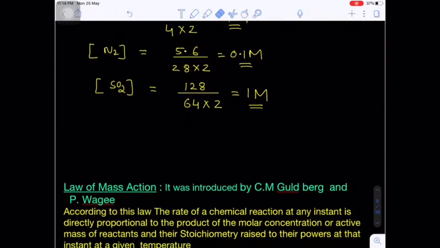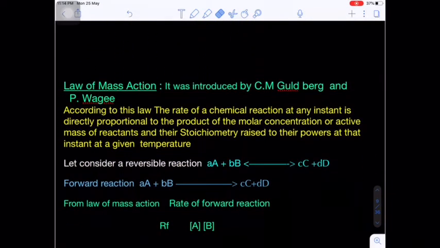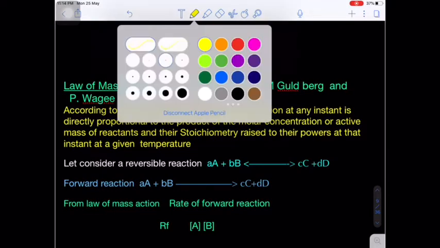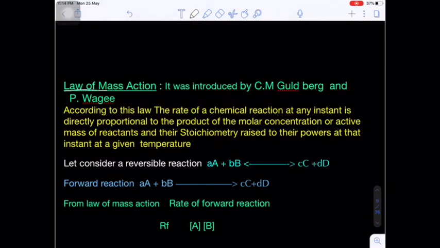Okay, now there is an important topic, that is the law of mass action. The next important topic is law of mass action. It was introduced by C.M. Goldberg and P. Waage. These are the two people who tried to explain the relation between the rate of a chemical reaction and the concentration of the reacting species. Are you getting my point? Now here, according to this law, the rate of a chemical reaction at any instant.